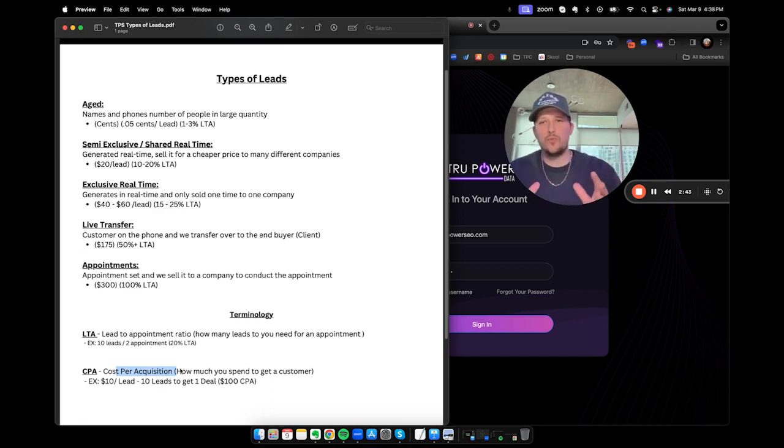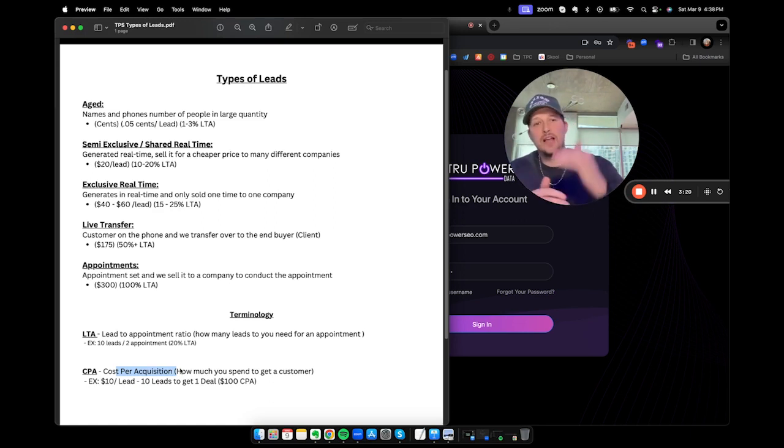And understand what these mean. So let's start with aged. Aged means you're buying pretty much aged data, so large lists. What does this mean? It costs cents, 2 cents, 5 cents, 10 cents, 15 cents per lead. Very, very cheap. You should expect a 1 to 3% lead to appointment. And then you could do the math backwards to see how many appointments it typically takes you to get a deal, right? So if you're buying an aged list and you're buying leads in the cents, you should expect 1 to 3% of those leads to book an appointment. Very, very low, right? And that's why they're cheap.